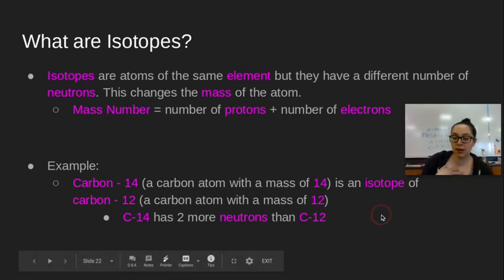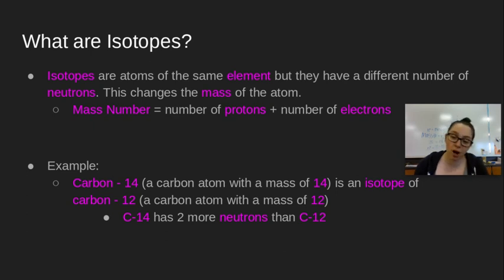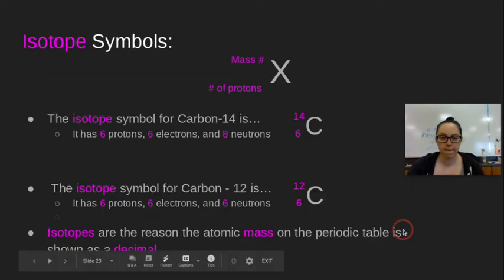How do I know it doesn't have 2 more protons? Because if it had 2 more protons, it would be oxygen. It would not be carbon. So remember, we're just changing our neutrons here. If we change our protons, we change the element.